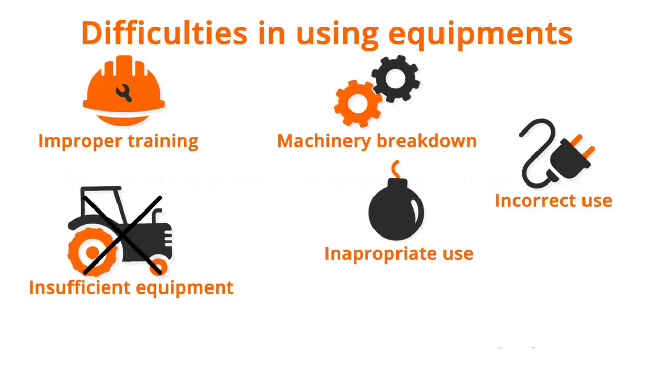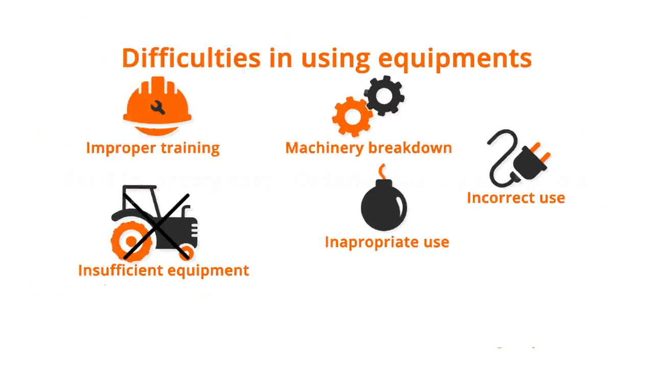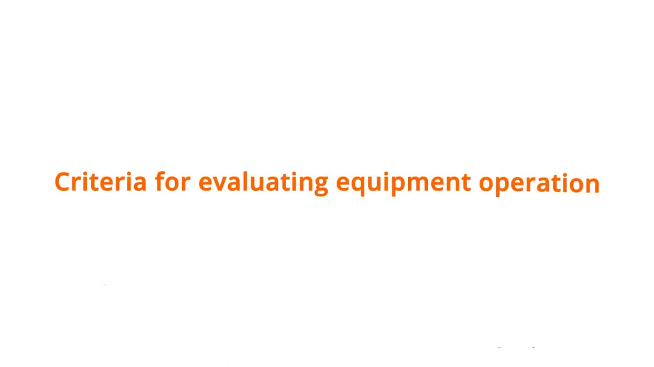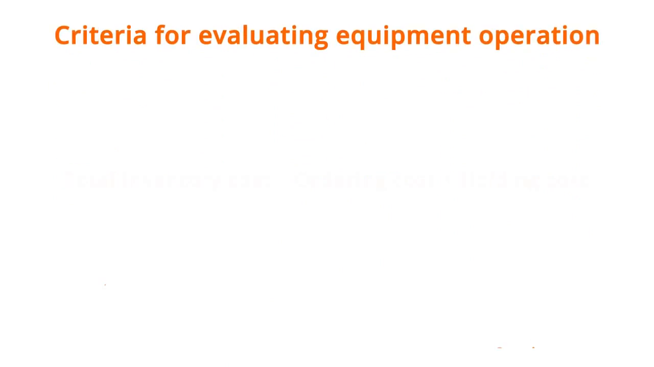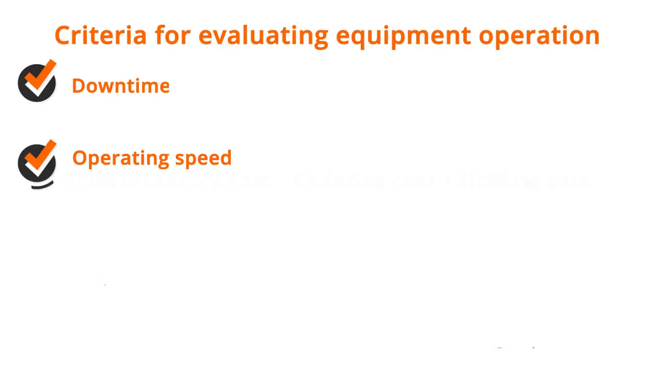So how then do we determine equipment efficiency or realize the optimum value of the equipment? The criteria we'll be using to evaluate equipment operations would be: 1. Downtime, the time during which a machine is out of action or unavailable for use. Secondly will be the operating speed. The actual operational speed is lower than the design speed or minor stoppages.